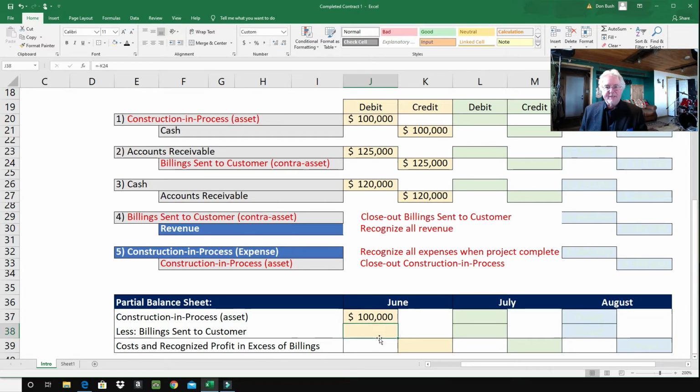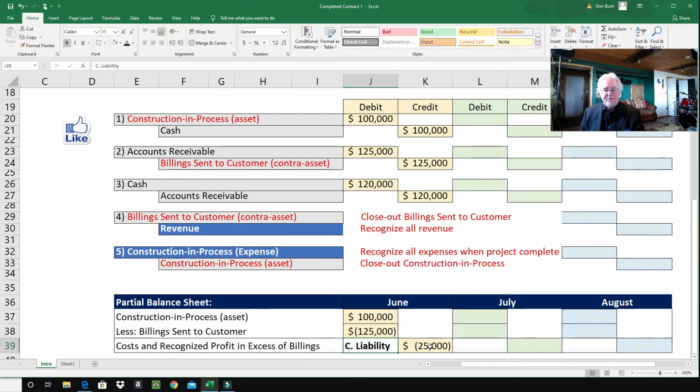And what were the billings sent to the customers? Well, we sent bills for $125,000, which means that the balance here is a negative $25,000. Costs and recognized profit in excess of billings, negative $25,000. So here's the trick, folks. This is the thing that you need to watch, is that this is going to be listed as a current liability. So this information on the balance sheet happens to go on the current liability part of the balance sheet, not the current asset part.